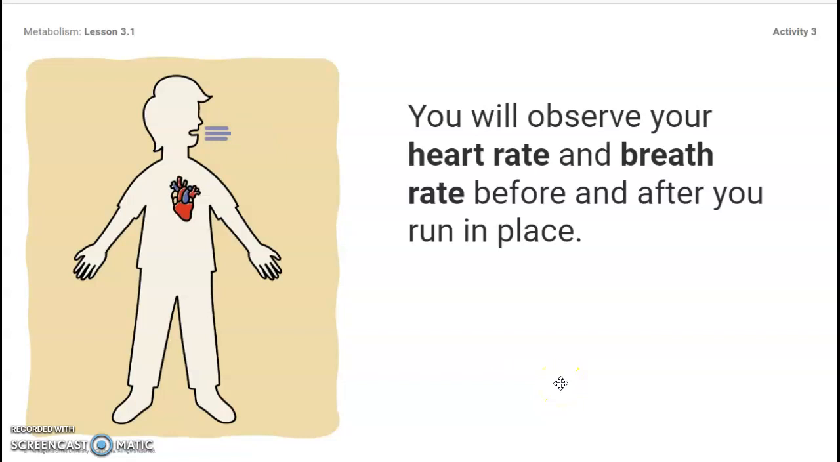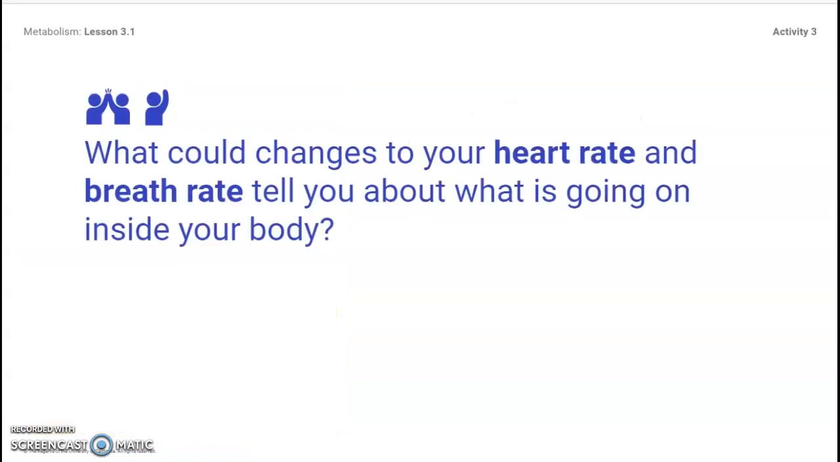So you're going to observe your heart rate and your breath rate before and after you run in place. The heart rate is basically the number of beats in a certain amount of time, and the breath rate is the number of breaths taken in a certain amount of time. That's why we call it a rate, because it's the amount of something in a certain amount of time.